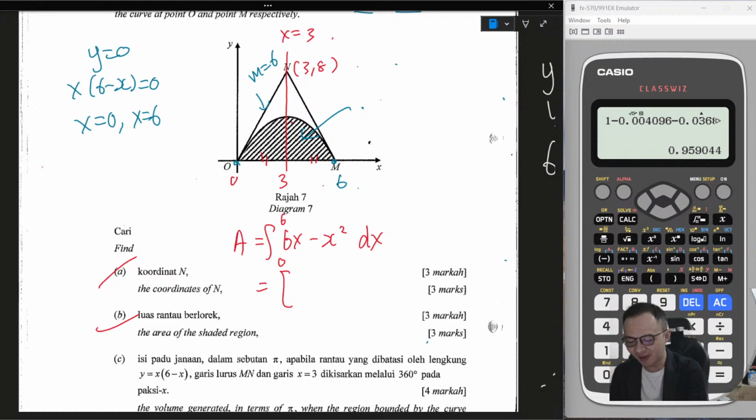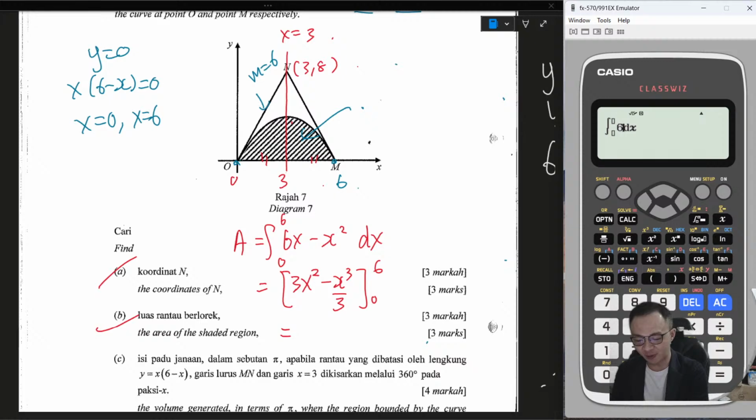Okay, so this one is 6x squared divided by 2, so it's 3x squared minus x cubed over 3. This is 0 to 6, so we just sub into the calculator. Of course, I will just pretend I'm doing it manually, but actually I'm using a calculator. 0 to 6, because subbing in 0 doesn't matter, right? So this one is just 36 minus 0. So it's 36. Well, I believe you can straight away write 36.